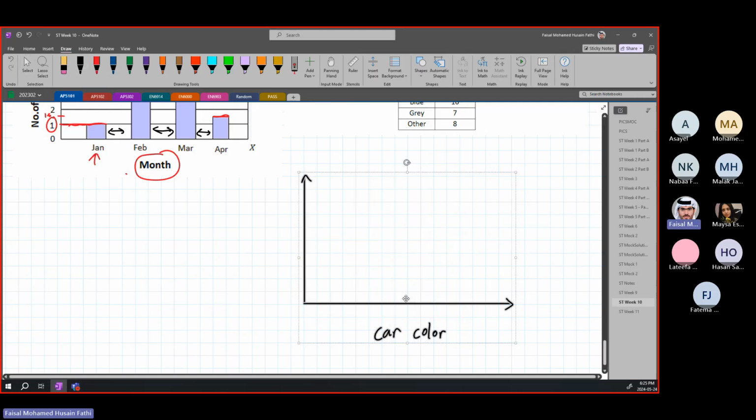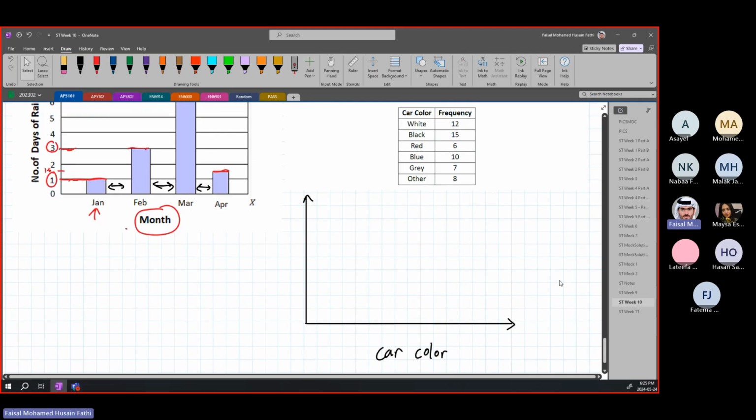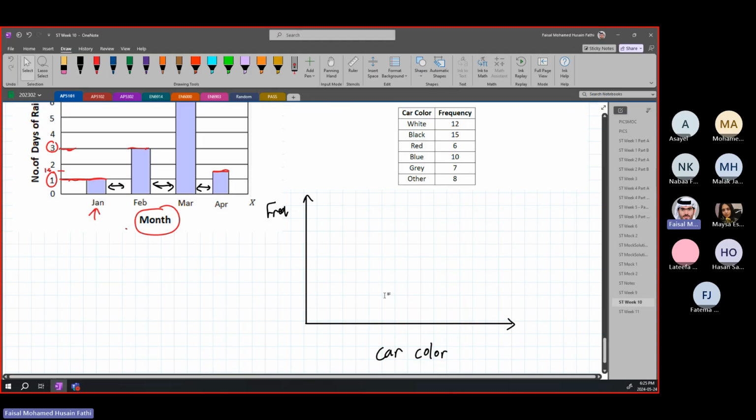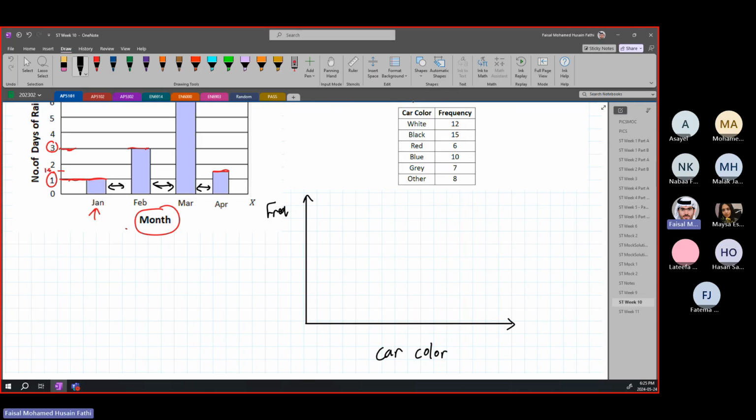All right, let me take this a bit up. So this is our car color, and on the y-axis is going to be our frequency. This is always the case. Frequency is always going to be on our y-axis in almost any type of graph. All right. Then you're going to mention the car colors down here. This is white, this is black, this is red, and this is blue.